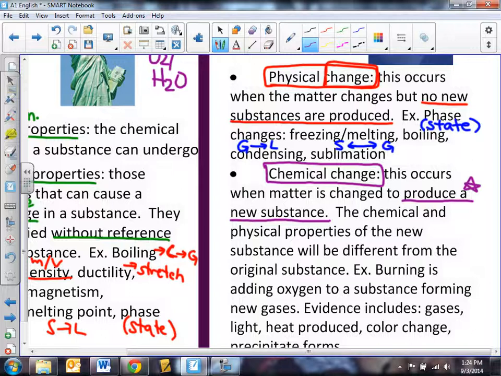Now sometimes it's not as obvious as a humongous color change. And so there are things that you can look for to help you prove that it really is a chemical change. First of all, the chemical and physical properties that we discussed on this side of the new substance will be different. So even if on the surface it doesn't look like anything has happened, maybe the color hasn't changed, but you measure the density and it's different, or you measure the melting point and it's different, that's some evidence that a chemical change occurred.